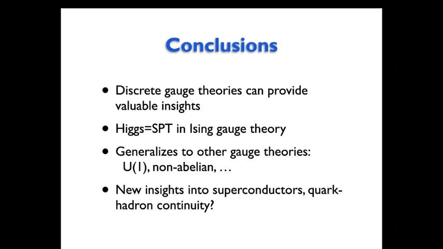About the real world, in the physics of superconductivity, one looks into effects like Josephson junctions. Or maybe quark-hadron continuity, some people talk about it. I'm not an expert on that. I think it goes beyond the simple Z2 gauge theory which I was talking about.